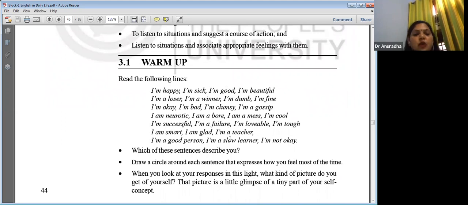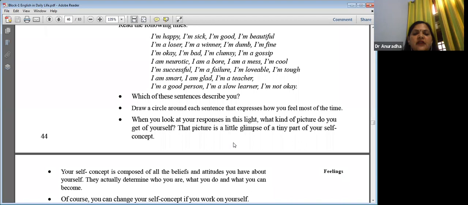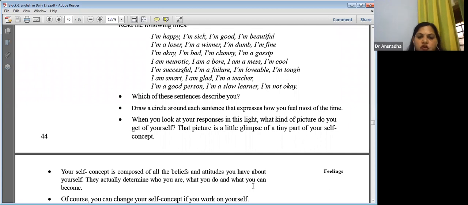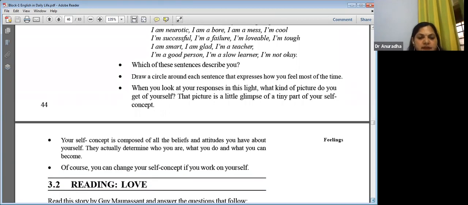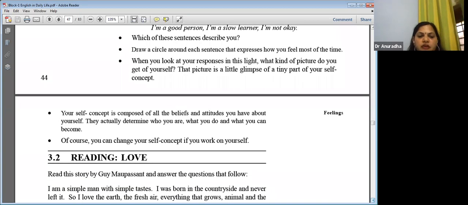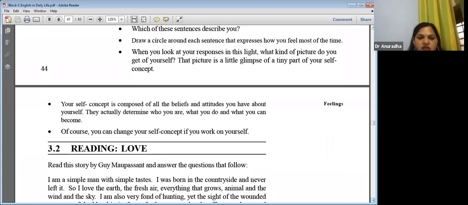So, who are you? Which of these sentences describe you? Draw a circle around each sentence that expresses how you feel most of the time. When you look at the responses in this line, okay? So your self-concept is a belief system. So let us read a passage.